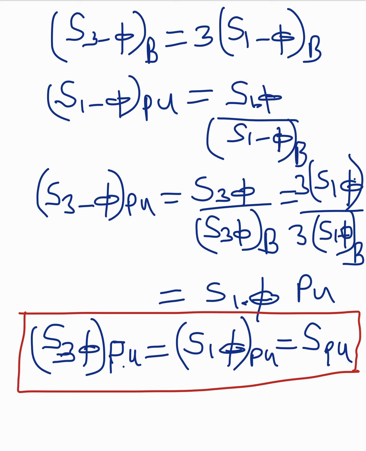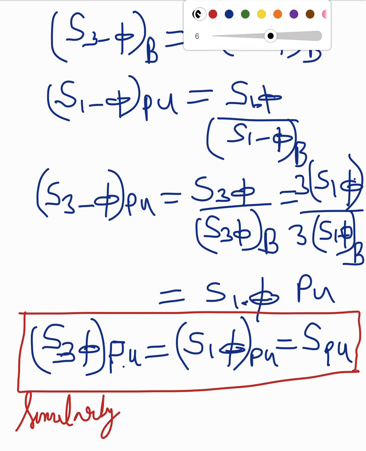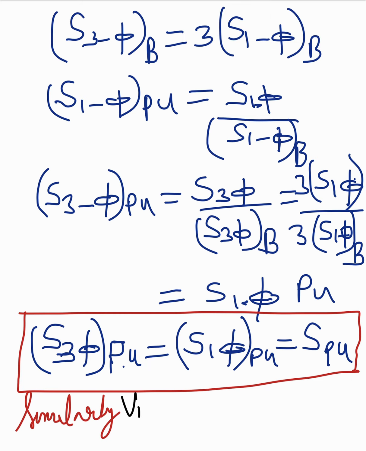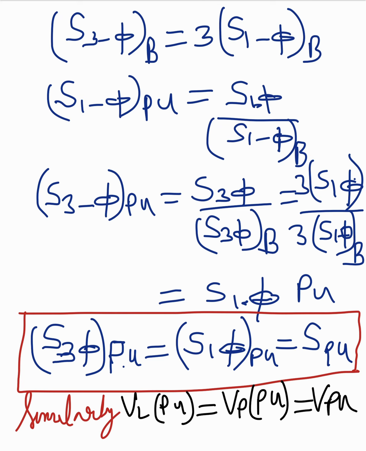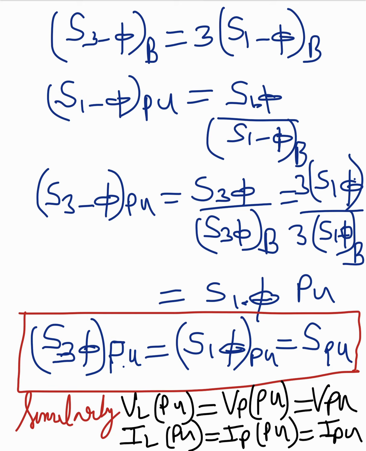Similar way we can calculate. Similarly, VL per unit is equal to VP per unit is equal to V per unit. Similar way, IL per unit is equal to IP per unit is equal to I per unit.